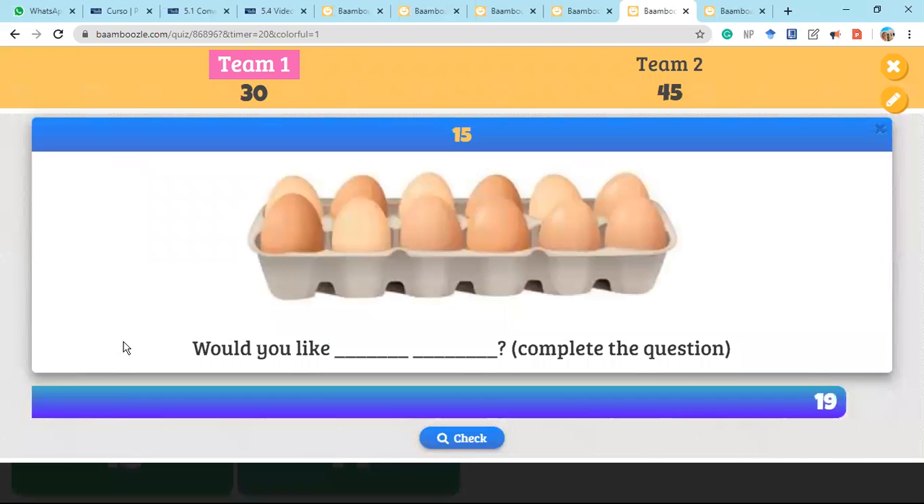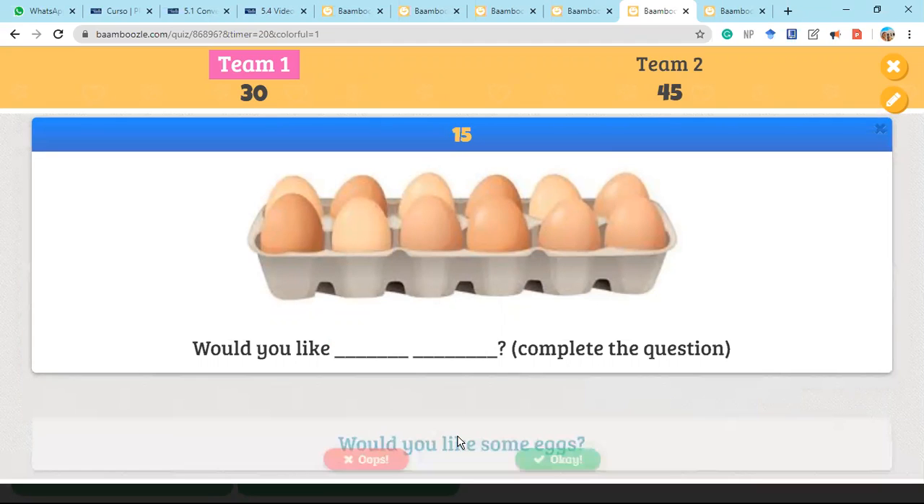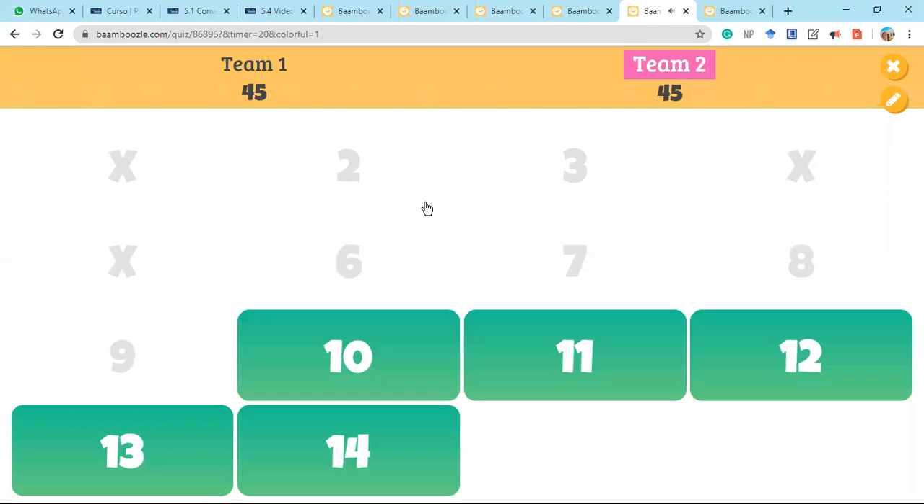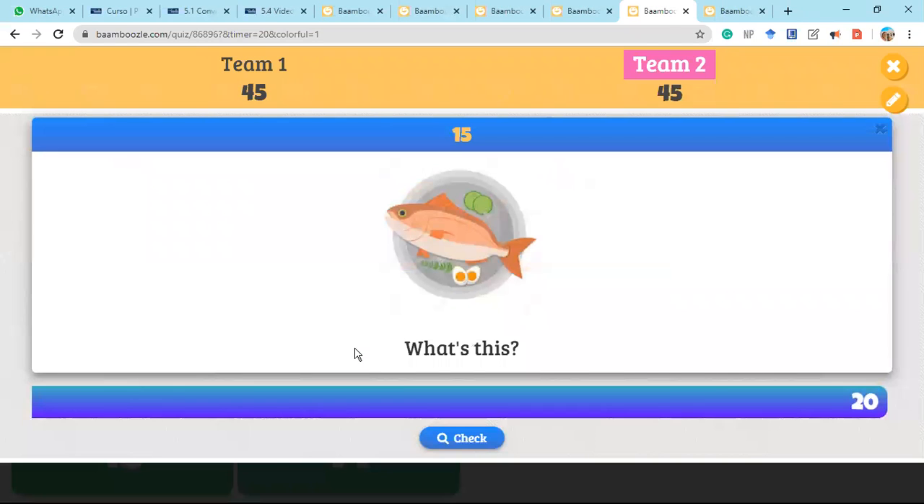Complete the question. Would you like some eggs? Eggs. Good. Perfect. Would you like some eggs? Okay. Ladies, number 10 is for you. Very easy. Fish. It's a fish.